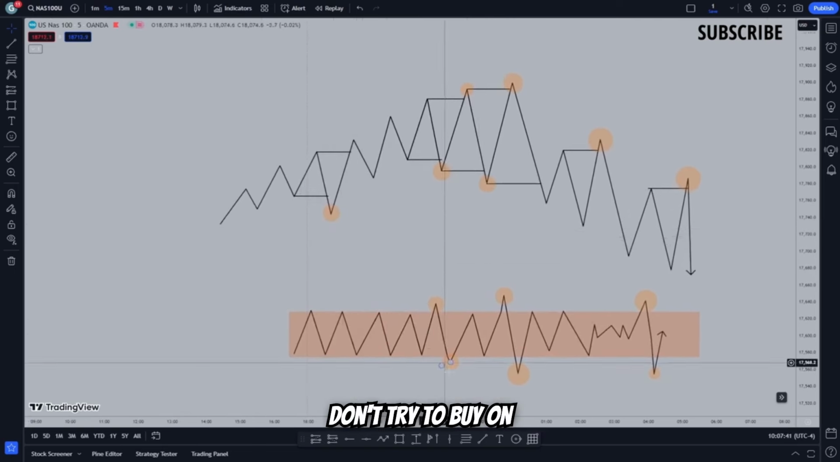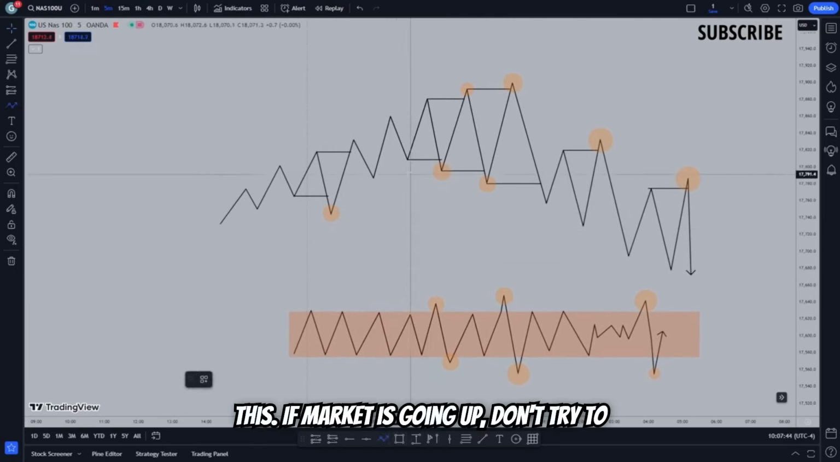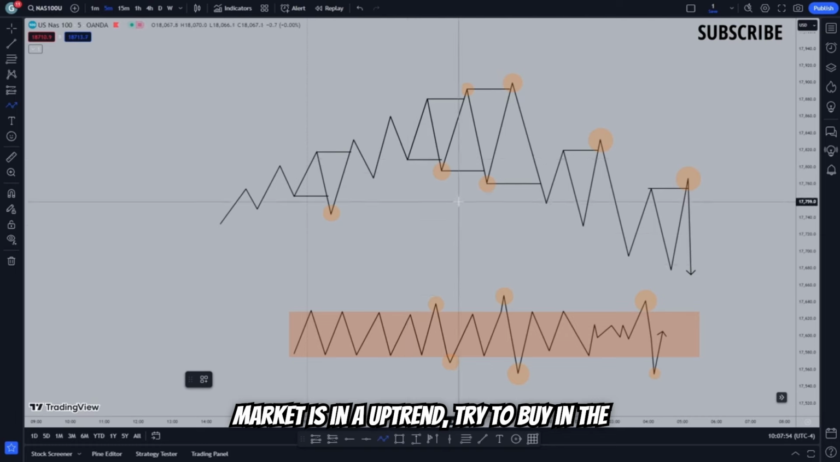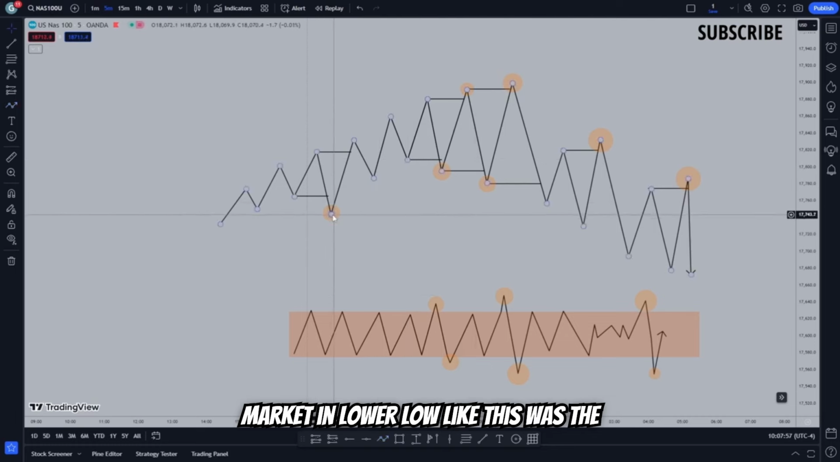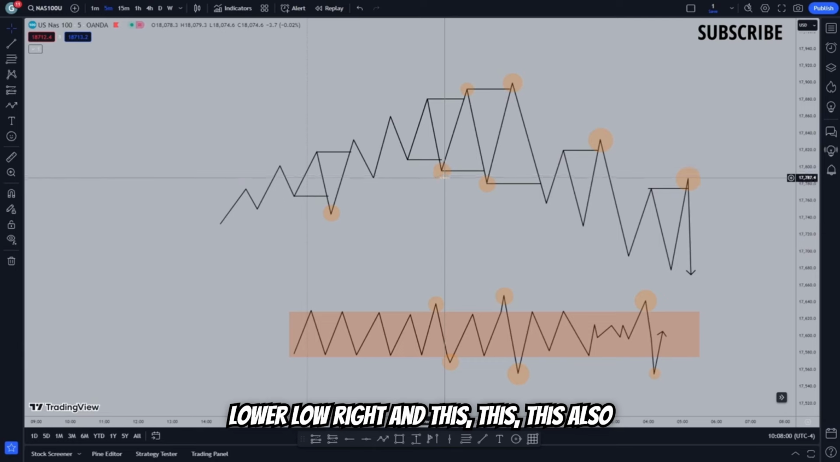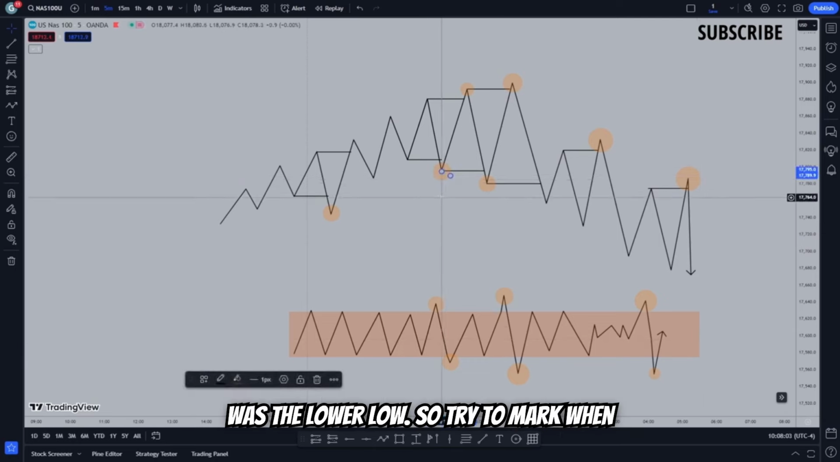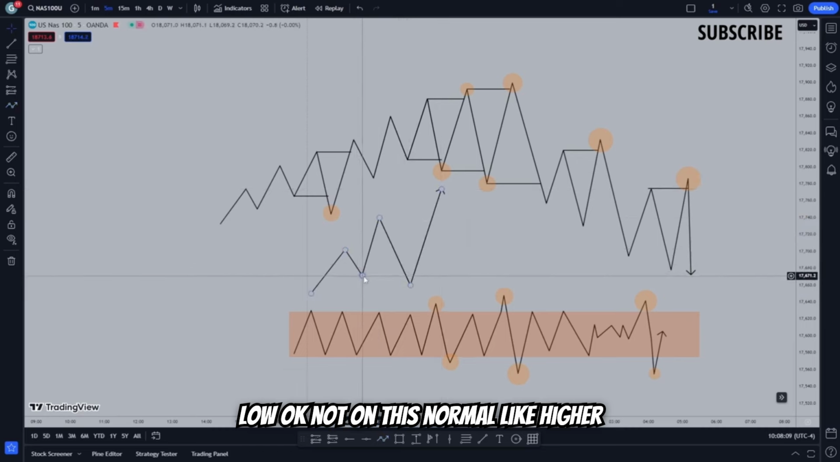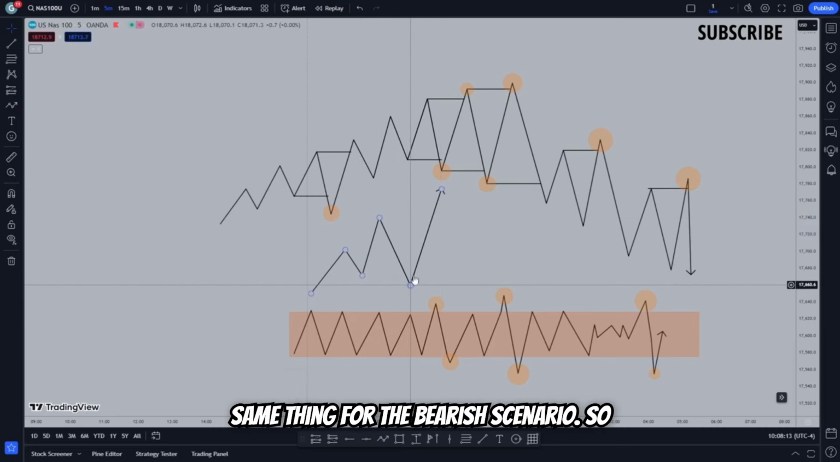So don't try to buy on this. If the market is going up, don't try to buy over here on a higher low. When the market is in an uptrend, try to buy at the lower low. Like this was the lower low, right? And this also was a lower low. So when the market is going up, try to buy on a lower low, okay? Not on this normal higher low. Try to buy on a lower low. And the same thing applies for the bearish scenario.